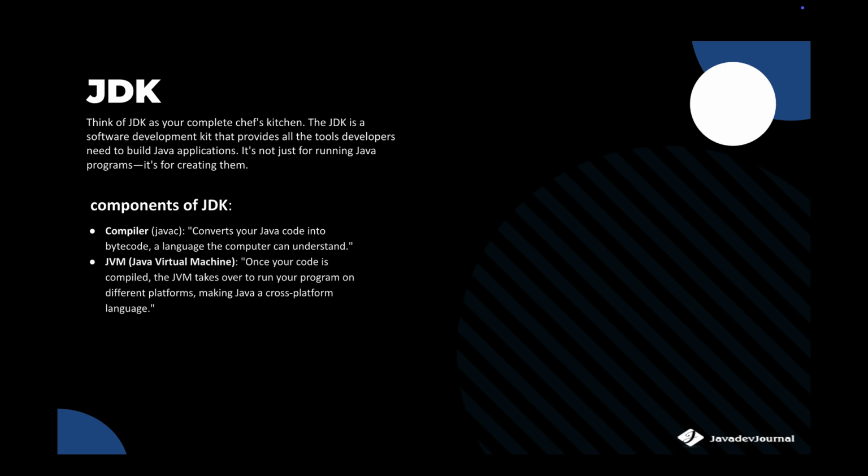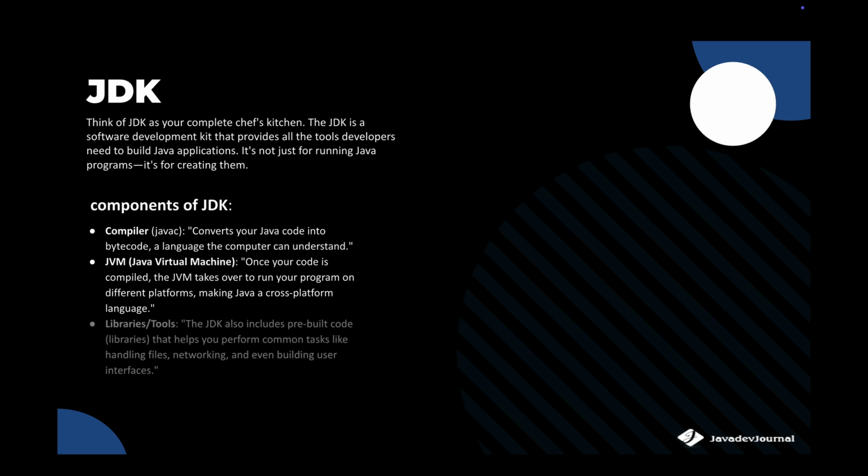Then we have the JVM, which is the Java Virtual Machine, right? Once your code is compiled, the JVM takes over from there to run your program. The JVM's responsibility is to make sure the program can be run on different environments. It doesn't matter, the same file can be run on platform A, let's say Windows, and then the same program can run on a Mac system.